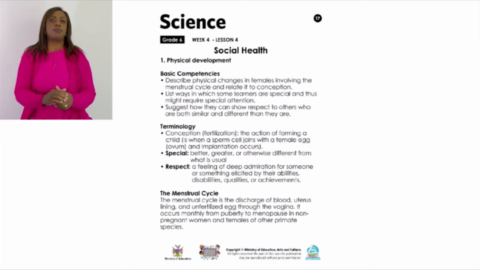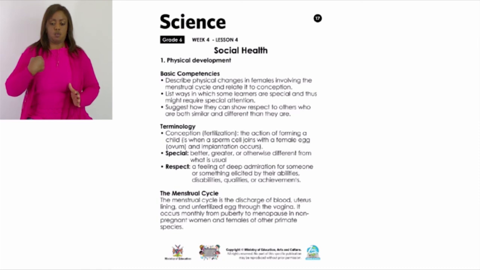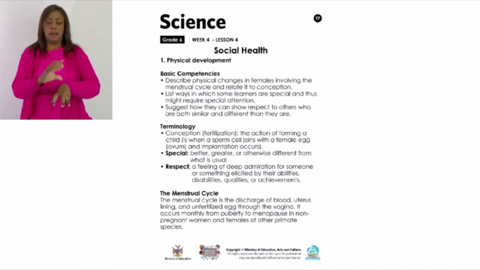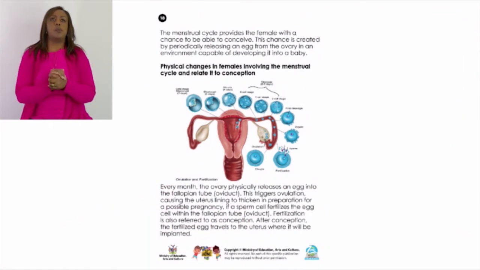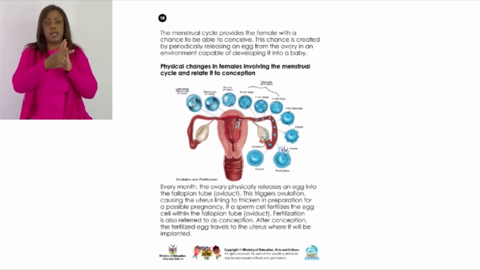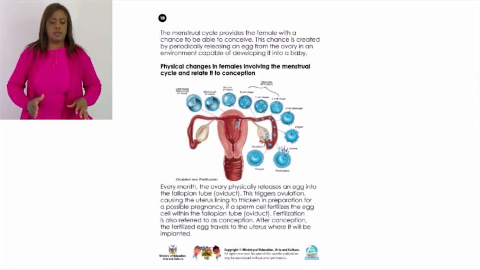The menstrual cycle. The menstrual cycle is the discharge of blood, uterus lining, and unfertilized egg through the vagina. It occurs monthly from puberty to menopause in non-pregnant women and females of other primate species. Let us turn over to page 18. The menstrual cycle provides the female with a chance to be able to conceive. This chance is created by periodically releasing an egg from the ovary in an environment capable of developing it into a baby.